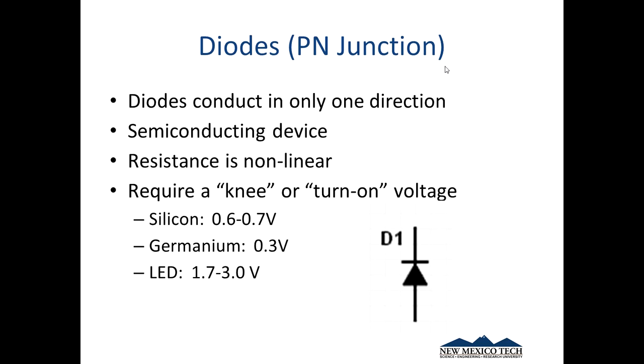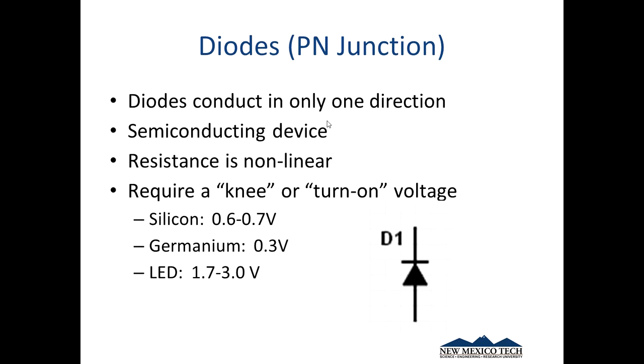Another important device that you're going to use in this class is a diode, and diodes are not a linear device. I'll draw a graph of it, but basically you need a certain amount of voltage before it does anything at all. Depending on what the diode's made out of, it'll be a different voltage, and sometimes it's called the knee voltage or the turn-on voltage. A couple important things: it's a semiconductor device, and I'll talk a little bit about semiconductors off and on throughout this semester. But they also only conduct in one direction.